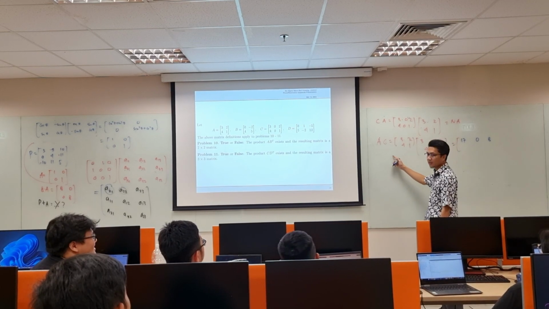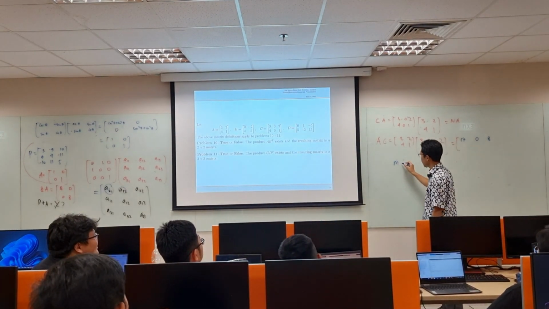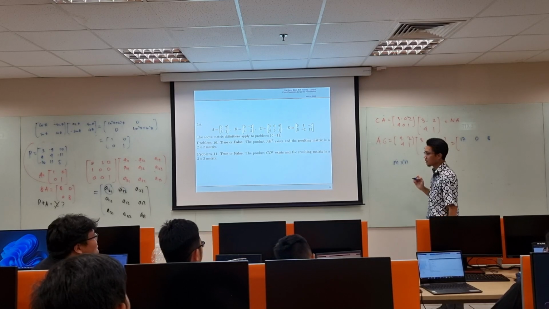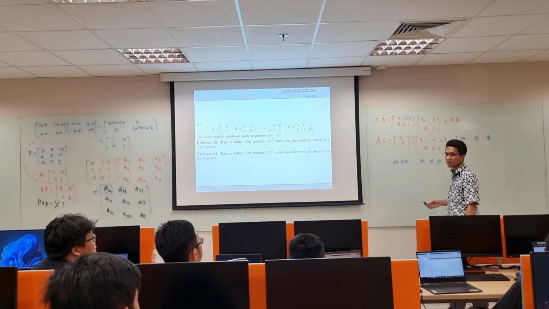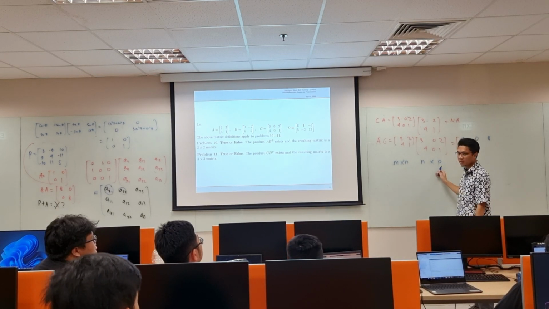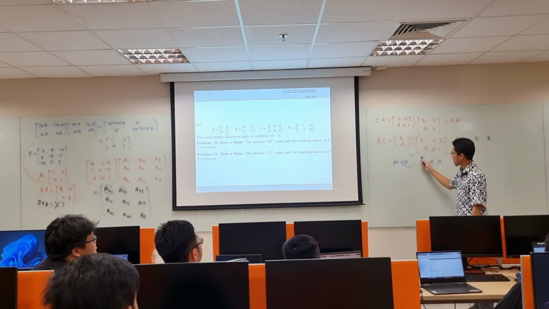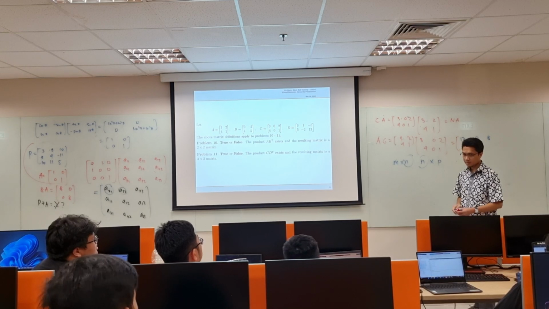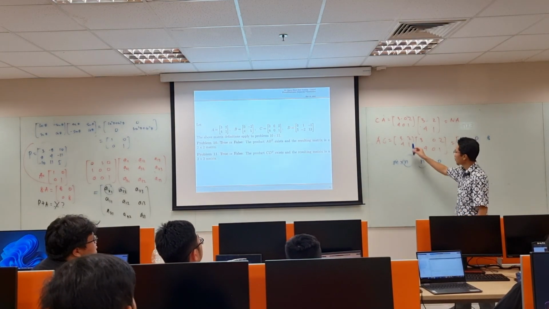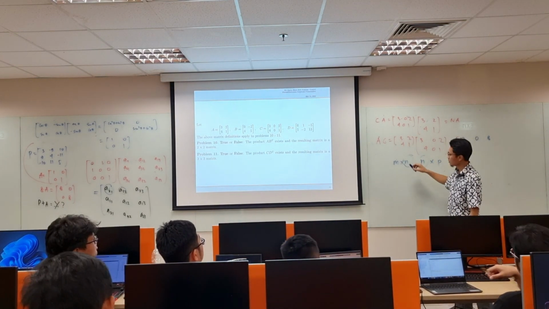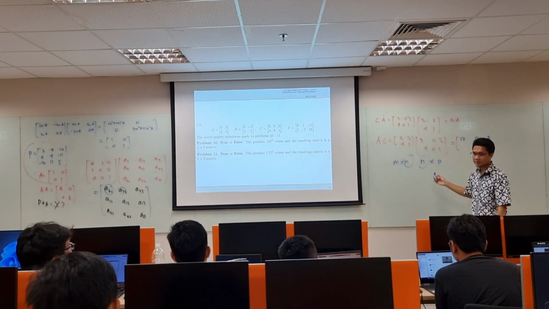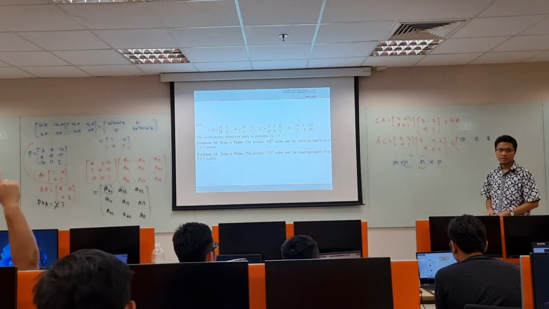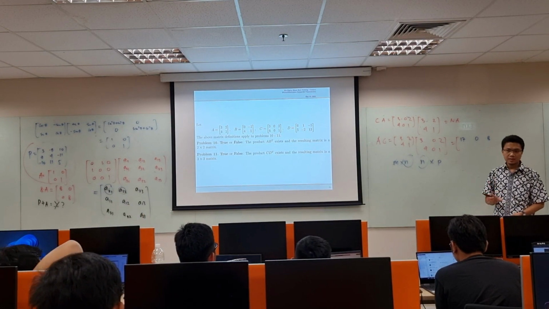So over here it has to be M by N, and then over here it has to be N by P. So M and P can be different, but N has to be the same. The number of columns of the left one has to be the same as the number of rows of the right one. Is this clear?